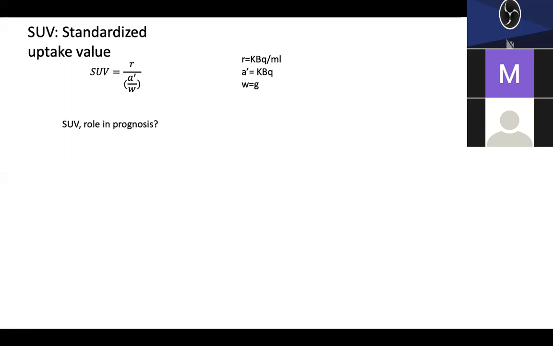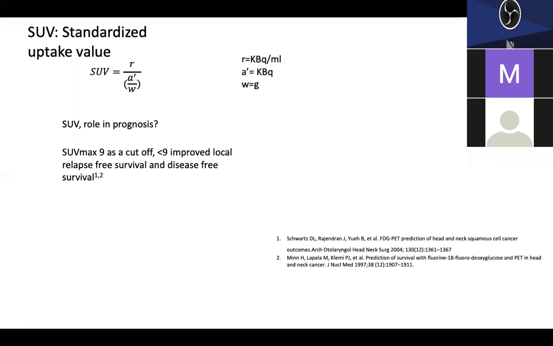So does SUV have any role in head and neck cancer? There have been studies which have shown some prognostic roles. I'll just briefly mention these. The SUV cutoff of 9 has been seen in a few studies. Other cutoffs have also been put for other metabolic parameters like tumor total lesion glycolysis and metabolic tumor volume, but that is not very important. This SUV max 9 cutoff has been seen in a few different studies. So less than 9 SUV max of the primary lesion shows better local relapse-free survival and disease-free survival.